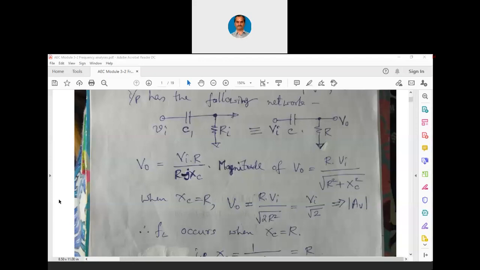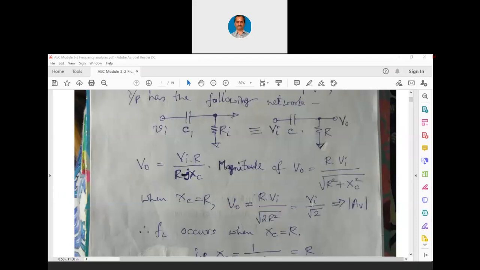Again, that is obvious. Why? Half of the signal will be across C, half of the signal will be across R, isn't it? So our logic of taking P by 2 is also making sense here. P by 2 equals Vi by 2 is V by root 2 is making sense here. Because naturally, this is a voltage divider network, and the signal will be 50% there, and then we are anyhow getting 1 over root 2 there.